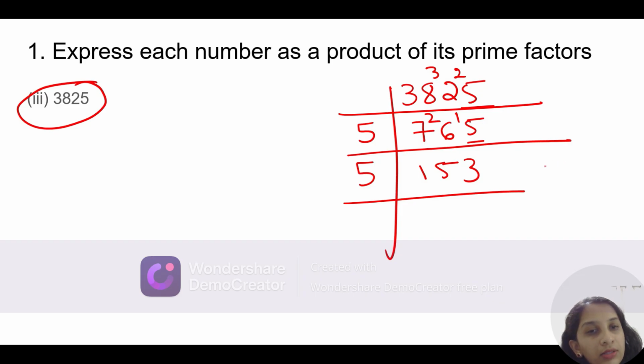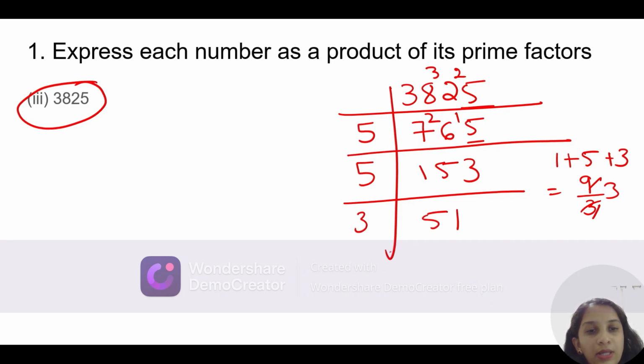Then can I take 3 to divide this? Let me check. 1 plus 5 plus 3. Sum up this. So you will get 6 plus 3 is equal to 9. Is 9 divisible by 3? Yes. 9 is completely divisible by 3. So you can take 3 to divide this number. 3 fives are 15, 3 ones are 3.